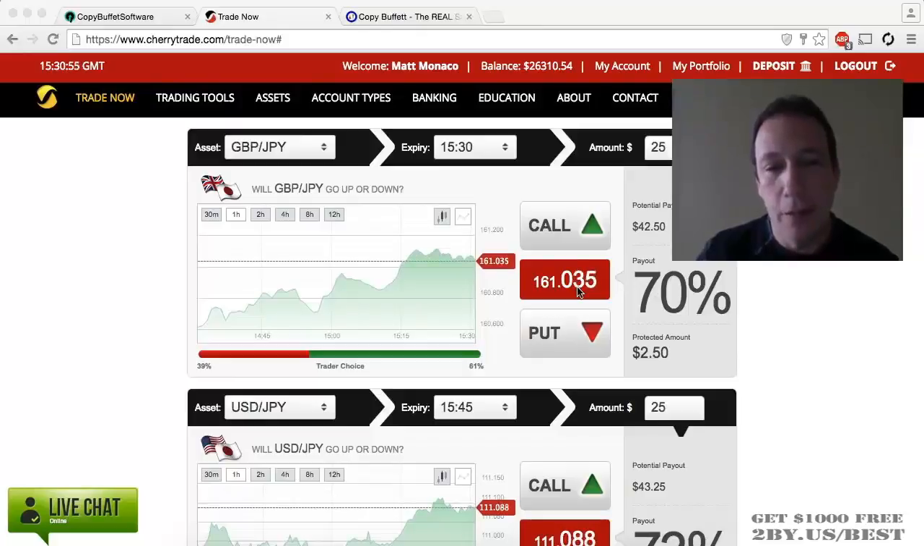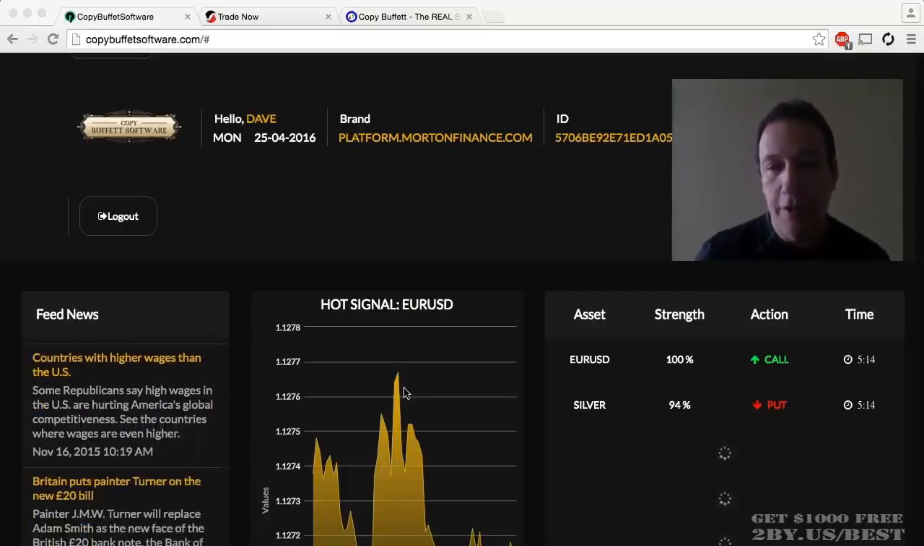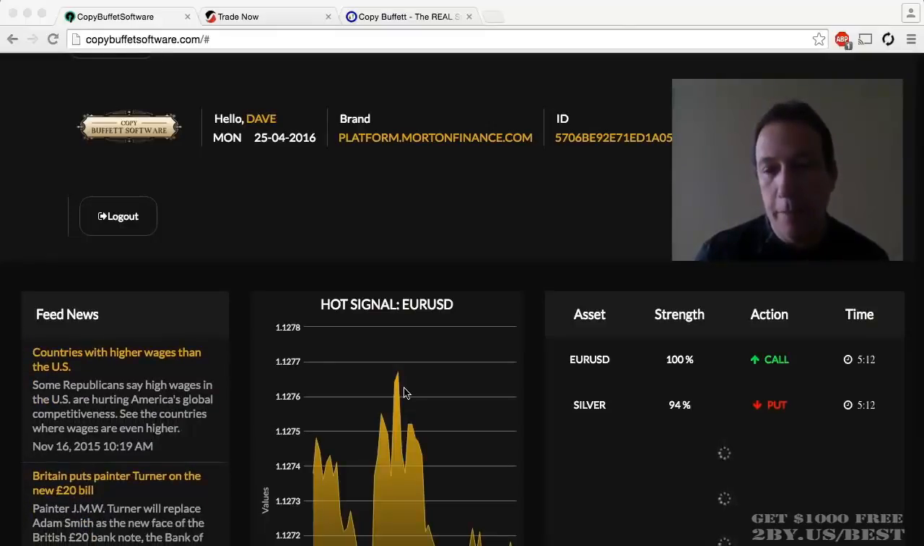Let's take a look at one more trade because I want to talk about what happens when there's very little time left in a trade. Okay, so here we are with our next signal, which is Euro USD at 100% strength. The action is a call, and we have about 5 minutes left.